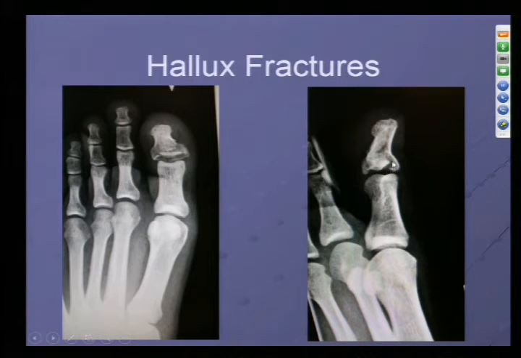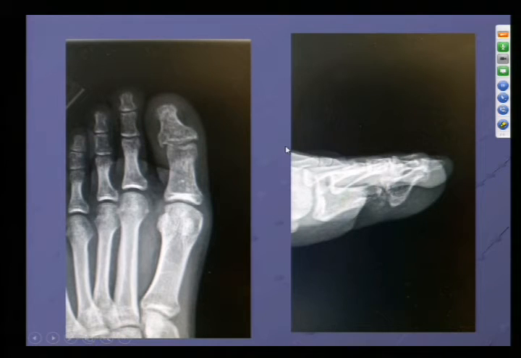But on the lateral view, you can see this is the joint line here. So what should be at this angle is impacted and displaced up. And so this just shows, this was what I took and pinned. So you can kind of see the joint alignment is improved. And then on this lateral view, we have a nice straight joint here.